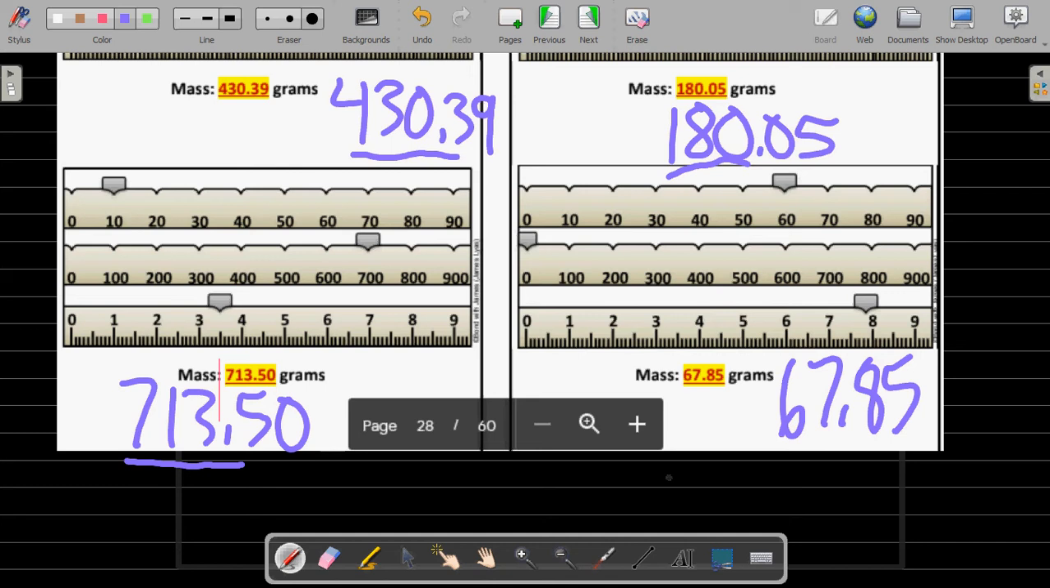All right, over here you have the 67.85, and the 67 is 67.8. You've got to have that. Now, if you've got 0.85 or 0.86 or 0.84, you can live with that. But the 67.8 is not negotiable.